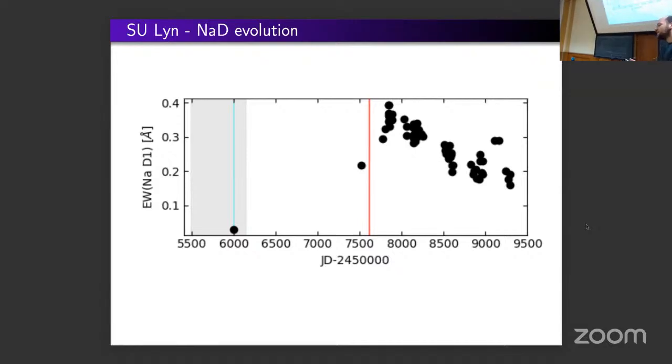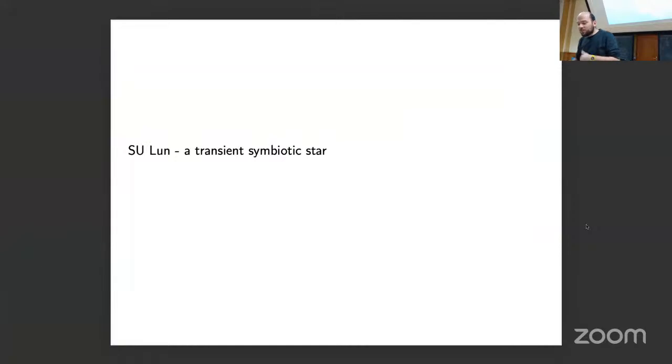So combining the P-Cygni profile, we can say there was some outflow from the system, it obscured the binary, and then it drops down, so it expands and the reddening goes down because of the expansion. So, combining all of this, we can say SU Lyn is not a hidden symbiotic star, it's a transient symbiotic star. So it was a symbiotic star for a very short time.